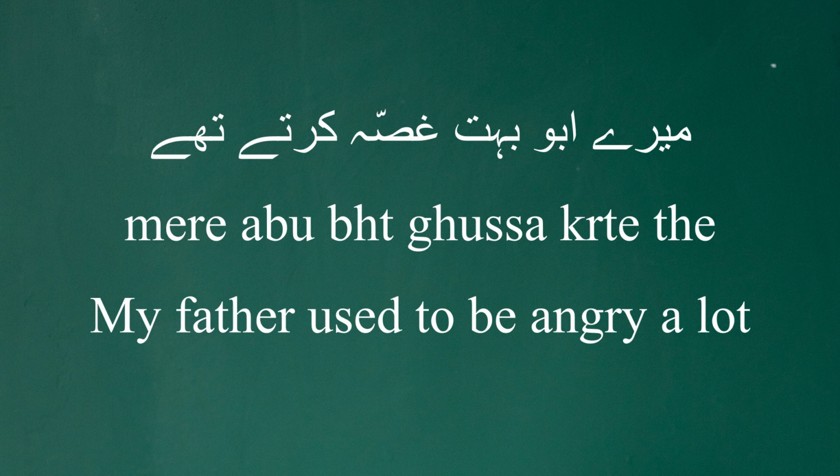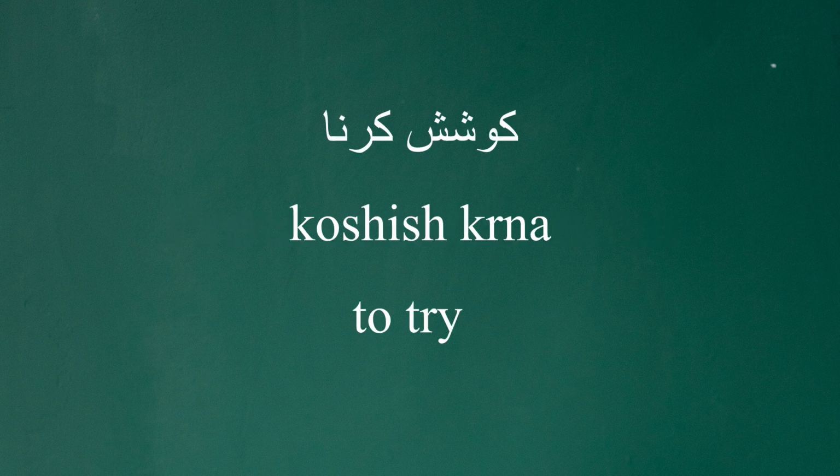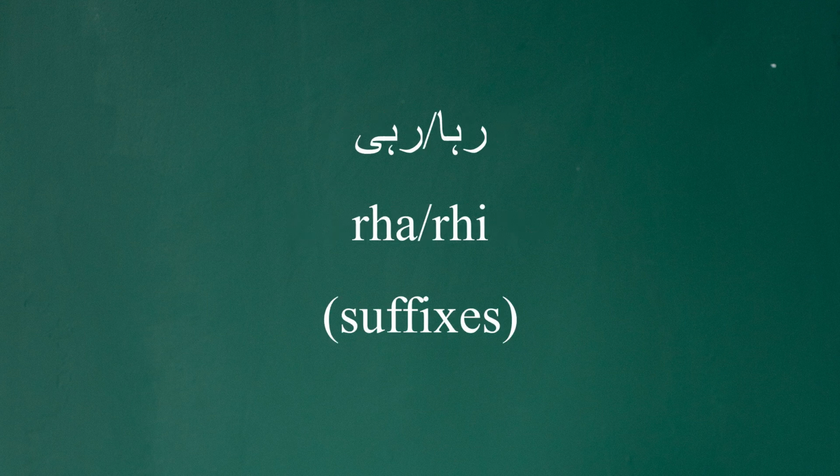Now let's discuss the present continuous tense. From the title and from the name of this tense, you can understand it's something that is continuing or progressing, something that is happening right now. For example, let's take the verb कोशिश करना. कोशिश करना is to try. And the suffix we use for it is raha for men and rahi for female.